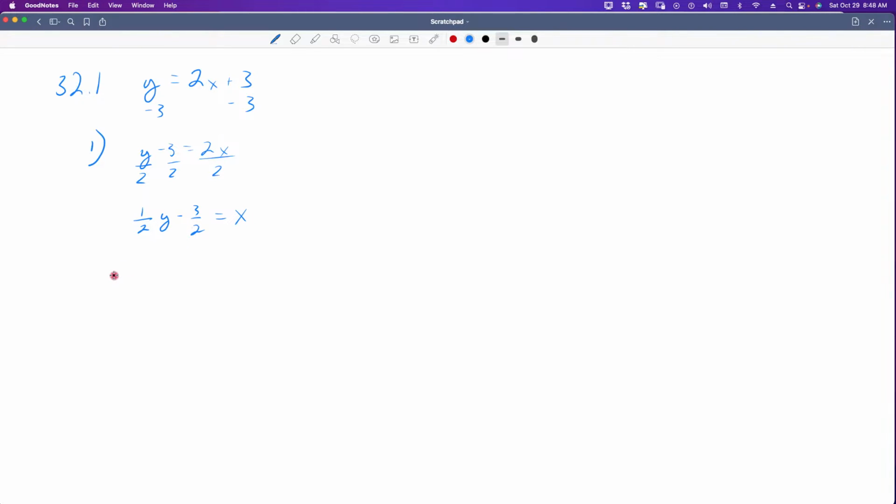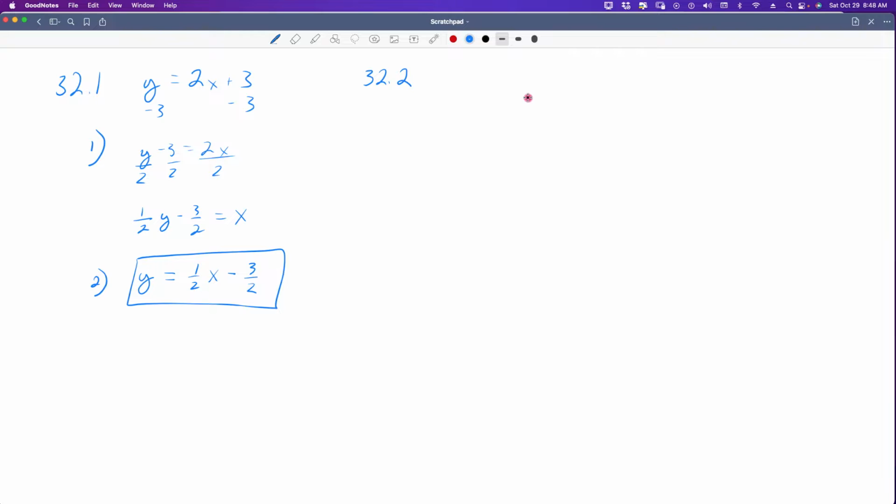Now we exchange the y's and the x's. We swap them and rewrite it. So that is going to be y is equal to 1/2 x minus 3 over 2. That's our answer. This is the inverse function to the original function. All right, that's what we're doing. Easy peasy. You guys can do these.